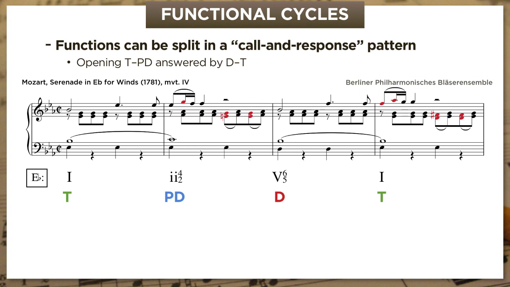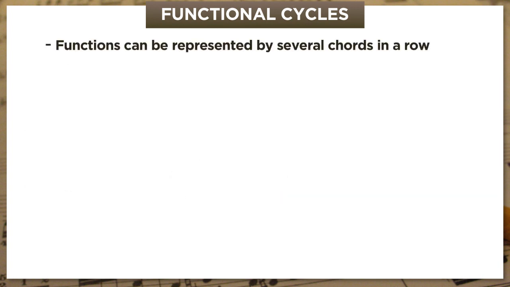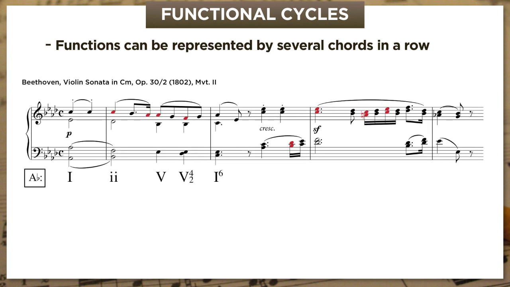So in every passage we've heard so far, there's been exactly 1 chord per function. But you very often see a single function represented by several chords in a row. Have a look at the opening of the slow movement from Beethoven's C minor Violin Sonata. The first subphrase unfolds a complete functional cycle, but notice that the dominant here is realized by 2 chords, 5 and 5-4-2.